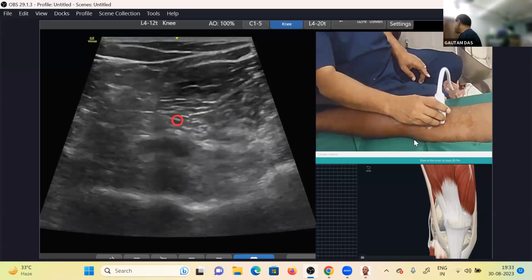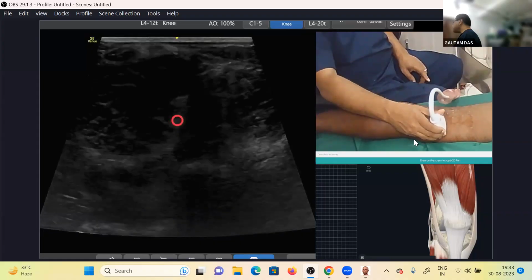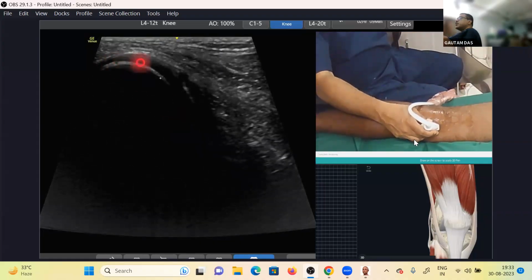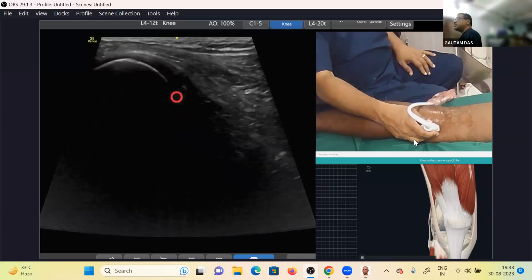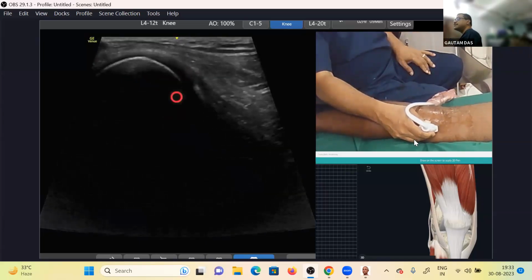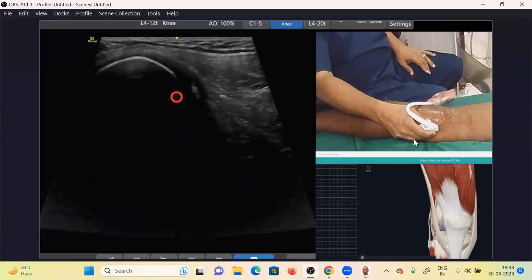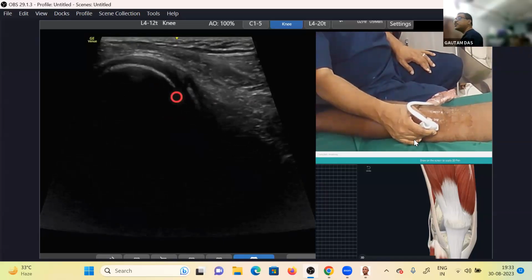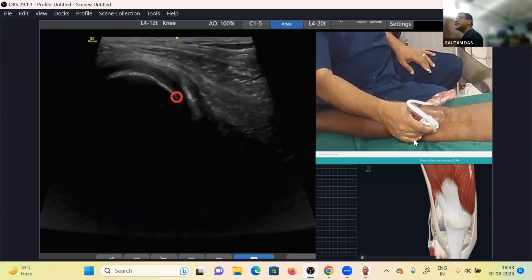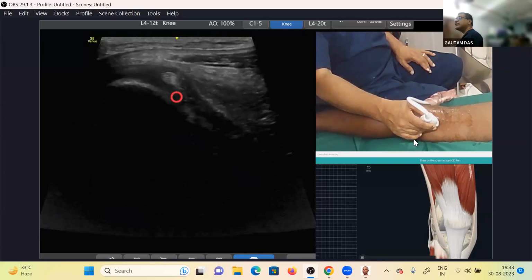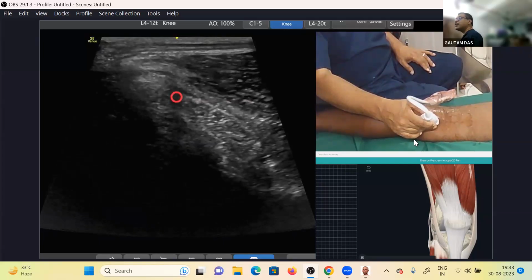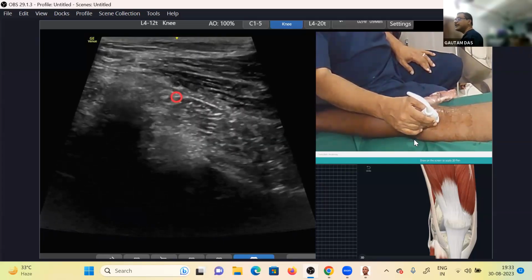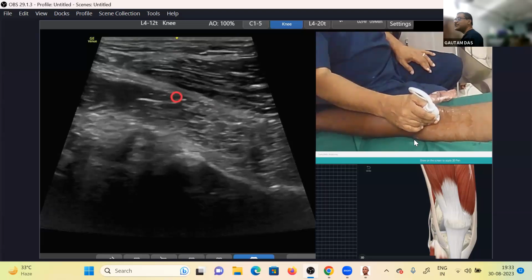So here, when I'm holding the probe like this, so what is this? This is your medial femoral condyle and the cartilage. Can everybody appreciate it? Yes, sir. Okay. So now what I'm doing, look at my probe position. I'm going more lateral side, lateral side, lateral side. Then the condyle is vanished. Now I'm in the intercondylar area.